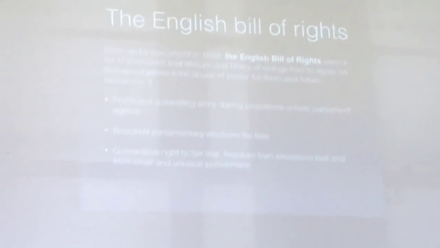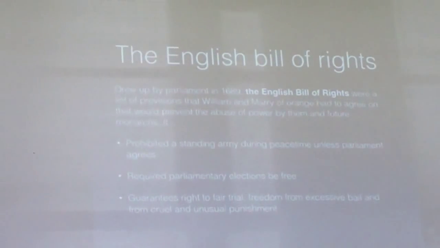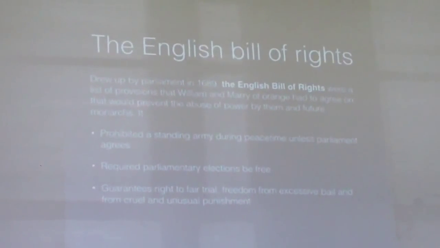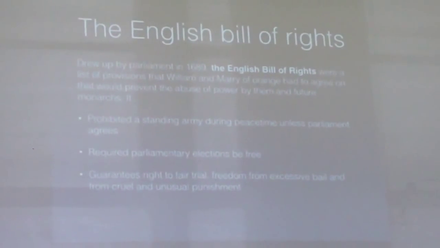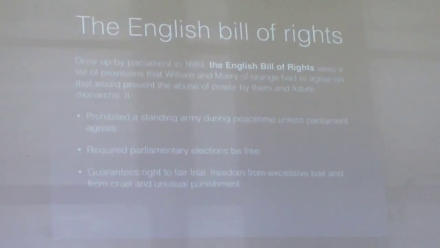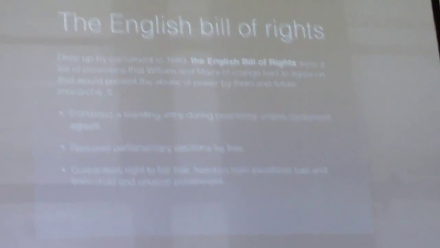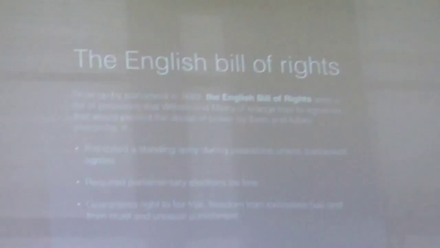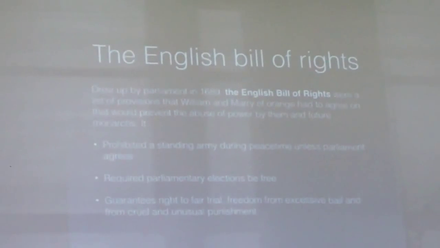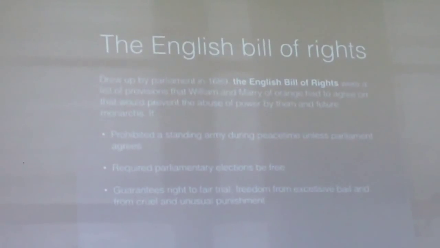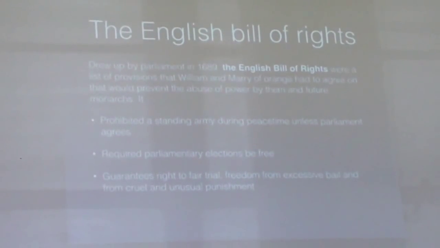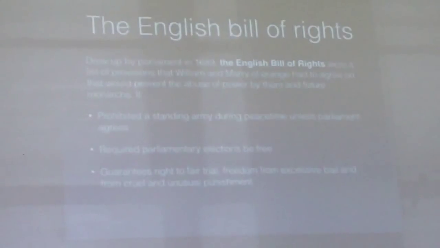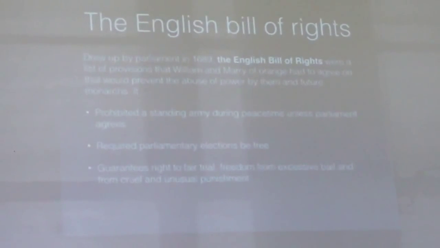The English Bill of Rights. Drawn up by Parliament in 1689, the English Bill of Rights was a list of provisions that William and Mary of Orange had to agree to that would prevent the abuse of power by them and future monarchs. It prohibited a standing army during peacetime unless Parliament agreed, required parliamentary elections be free, and guaranteed the right to a fair trial, freedom from excessive bail, and from cruel and unusual punishment.